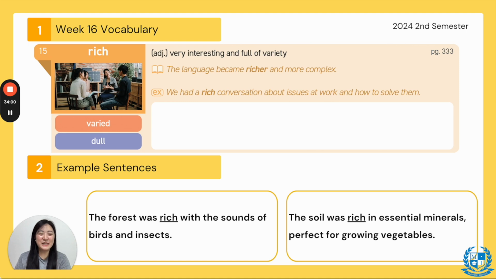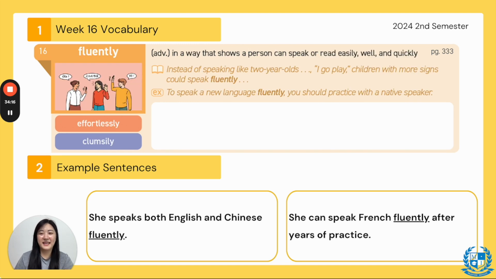Next one, it says the soil was rich in essential minerals, perfect for growing vegetables. So here it's saying that the soil had a lot of different nutrients and minerals so that good vegetables can grow there better. Number 16, everyone say fluently. Fluently. The synonym is effortlessly, and the antonym is clumsily.